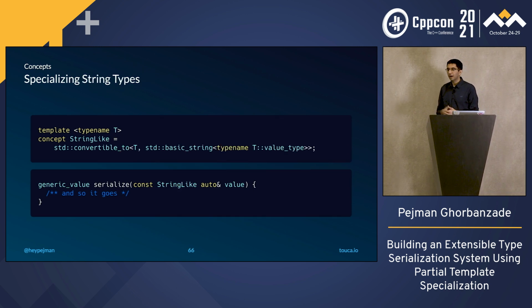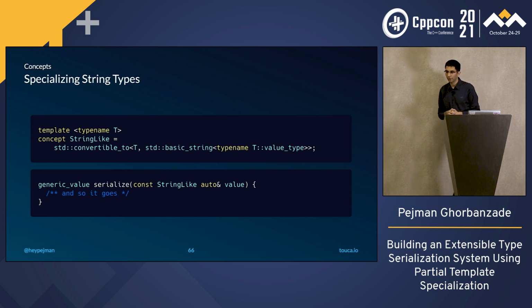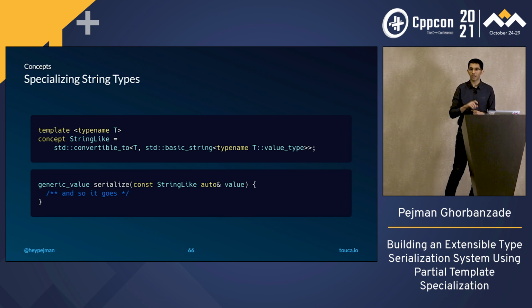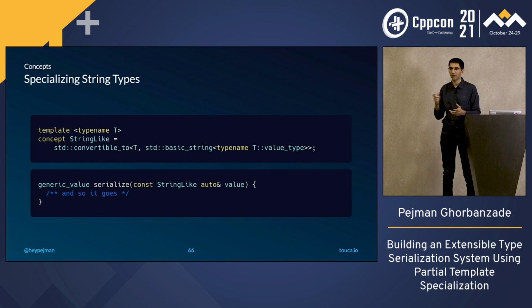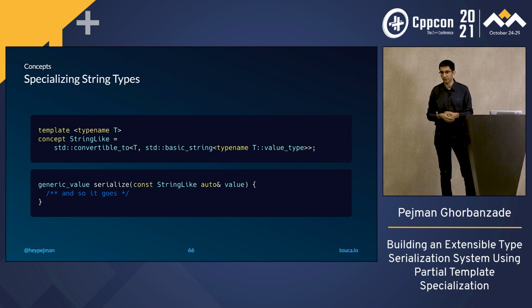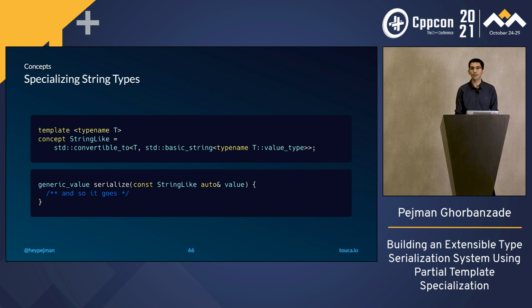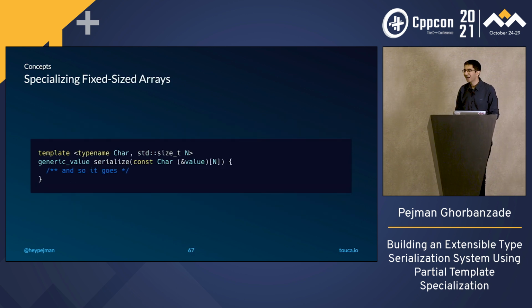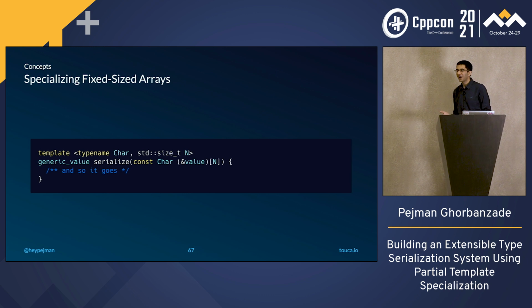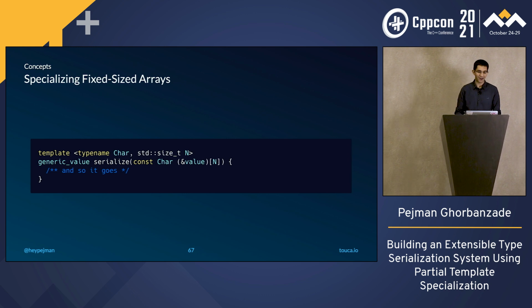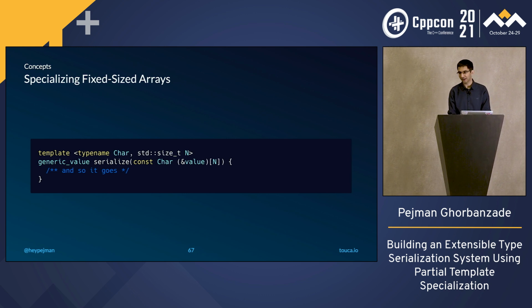Now, about strings that I showed you earlier, I was only checking for a string and wide strings. Now we can just do this. Again, it's not perfect code. It's meant to be the simplest way of doing it. Here is how we can handle char arrays and other fixed strings.